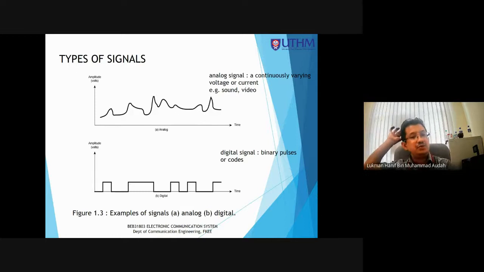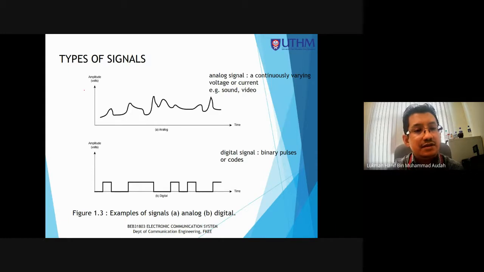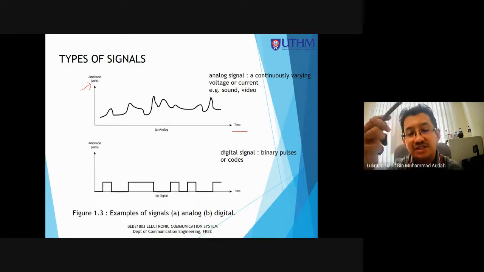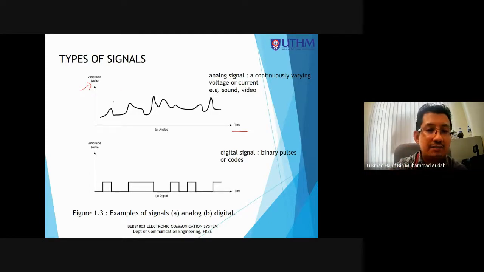So what is the difference between analog signal and digital signal? For the analog signal, you see here amplitude in volts versus time. The characteristic of an analog signal is that it is continuous over time. Dia continuous terhadap masa, and it has infinite shapes. Dia ada pelbagai jenis shape, bergantung kepada information yang terkandung di dalam message tersebut, bergantung kepada message yang kita nak hantar. So it can be in many shapes.